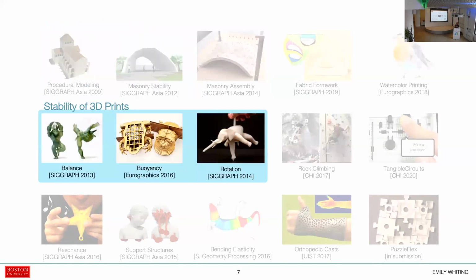Another example domain is going down in scale to the stability of 3D prints. We can look at different mass properties that are embedded in the design. Some examples are static equilibrium, a very basic property, but you can create objects with surprising balance properties by understanding how to manipulate the mass, or properties of buoyancy, so how an object might float, and also things like rotational dynamics. There are a few different examples.